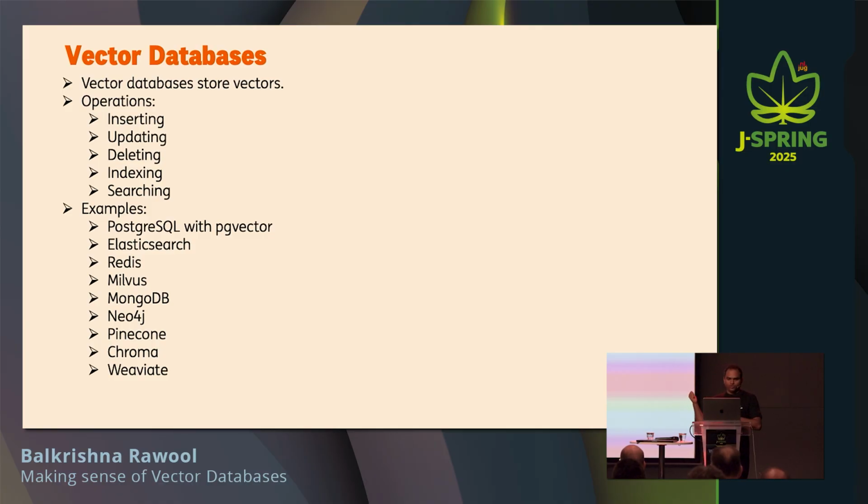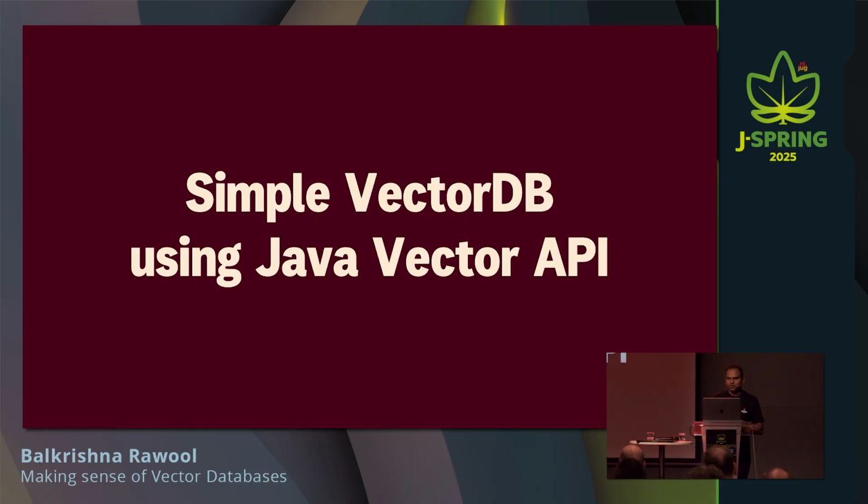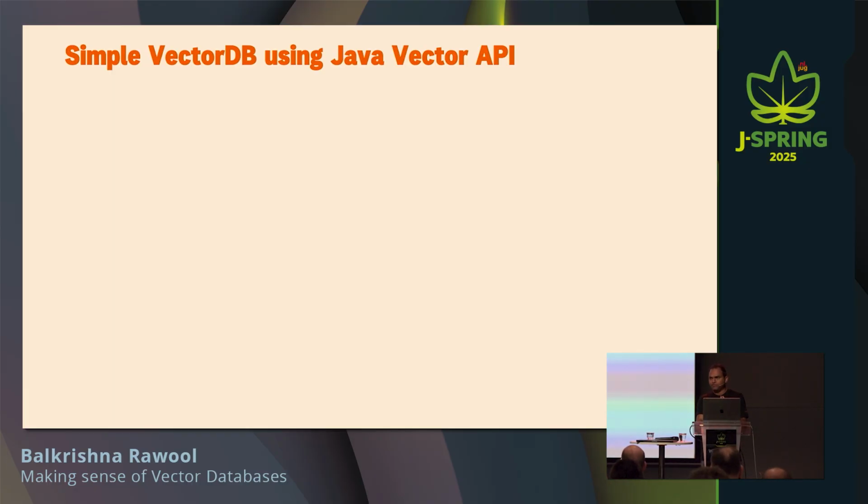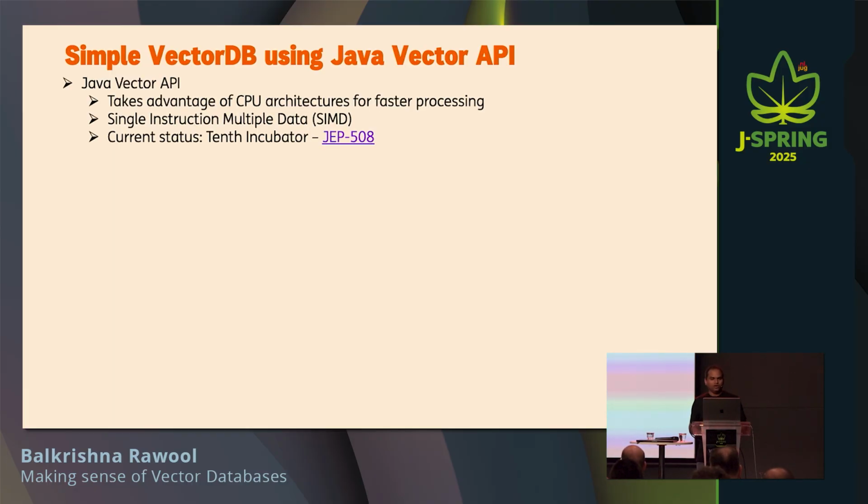Now, in this talk, we are going to use Postgres and Weaviate for some of the examples, but we are also going to create a simple vector DB by using Java's vector API. So let's see how we can do that. Let's first see what is Java's vector API. So this vector API actually takes advantage of certain CPU architectures for faster processing. More specifically, it uses single instruction multiple data, or SIMD. SIMD is a processing model where if you have pairs of data and then you want to apply a same operation to all those pairs, you can do all of that in a single CPU cycle.